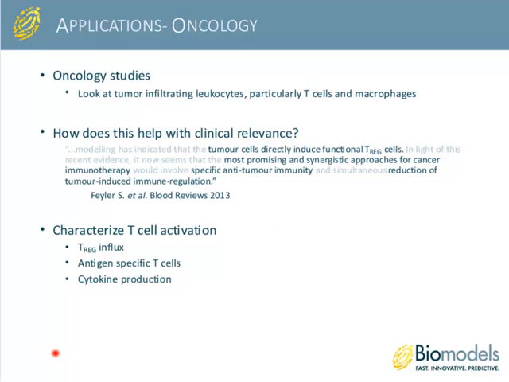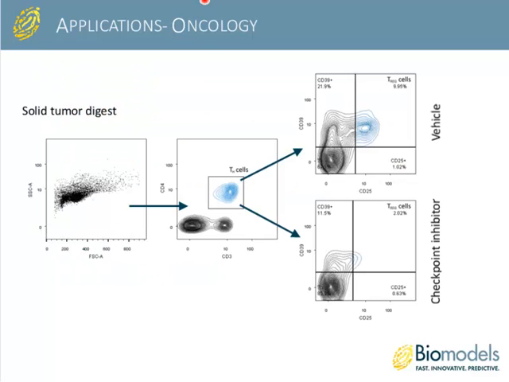There's various ways you can look at that, but I'm going to show you how we looked at Treg influx into the tumor. So again, this is FACS analysis. This is a solid tumor digest, CD4 and CD3. In this double positive gate, these are T helper cells. And then within that T helper gate, you can look at CD25 and CD39. These are surface markers that are also expressed on Treg cells. So we're not looking at FOXP3 this time. This is a surface stain version of looking at Tregs.